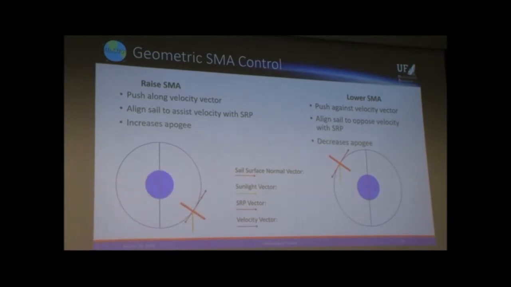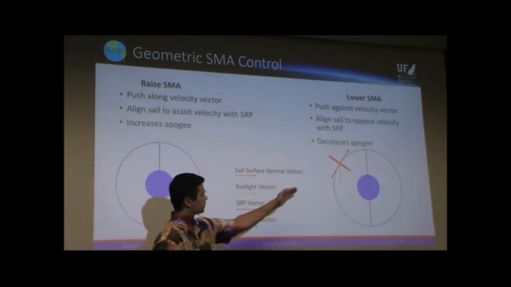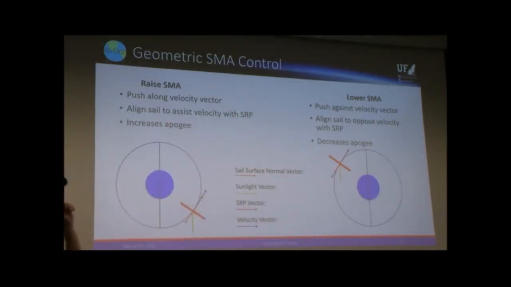On the flip side, if we want to lower the satellite's semi-major axis, then we'll oppose the velocity with the solar radiation pressure, decreasing the semi-major axis and orbital energy. So this is just an example of a basic control strategy you could use with solar radiation pressure, and also a pretty good understanding of how we can use the perturbation to our benefit.